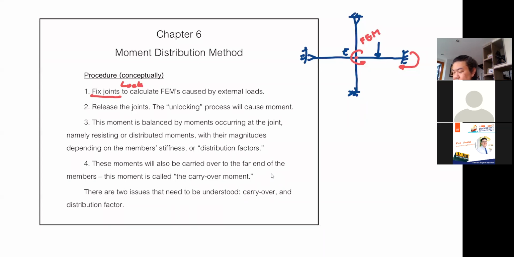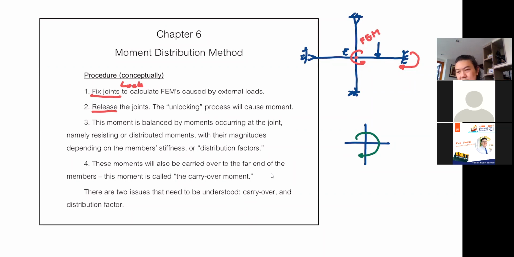So now we have the moment, but in reality, joint E is not locked in the real world. It has rotation. So once you lock the joint to calculate fixed end moment, you have to release it back to its original form. So upon releasing, when you look at the joint, this fixed end moment now comes out, right? You lock it, so it rotates now. Its fixed end moment comes out like this, causing the joint to become unbalanced.